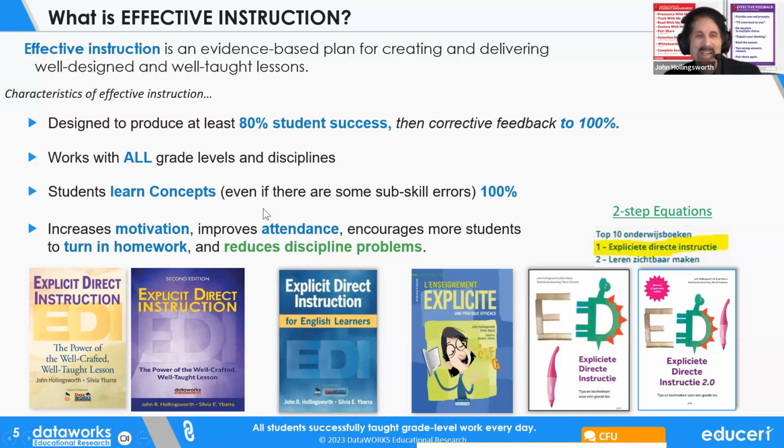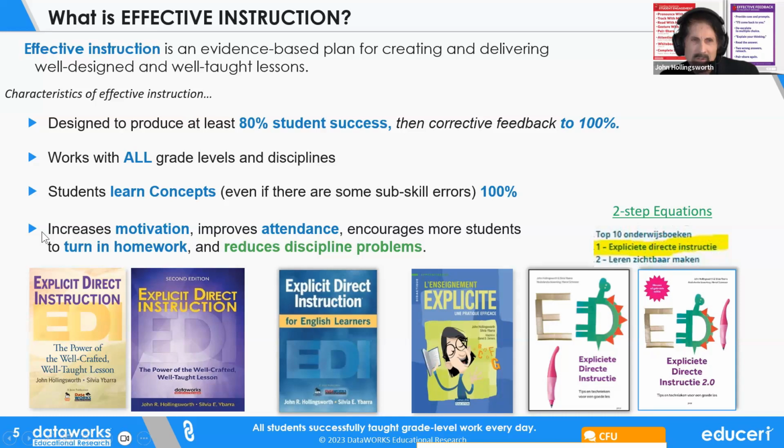All right, improves attendance. This was a problem in Australia when we worked there. I don't say teachers have to be funny or entertaining, but school has to be pleasant. You have to be engaged. You're learning something. You're active. Your mind is engaged, and then you'll tend to come to school. If it's not engaging, I don't want to say boring, but if it's not engaging, then kids tend to not come. Now, encourages more students to turn in homework.